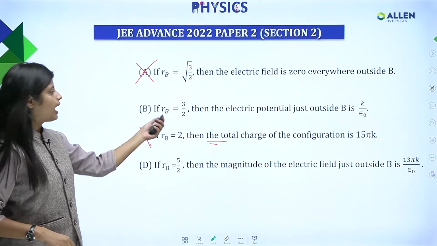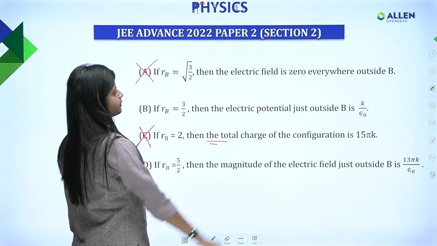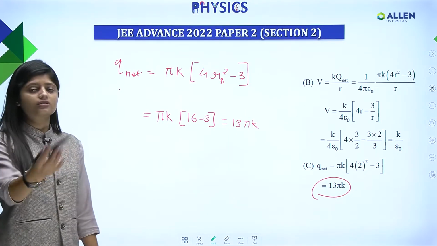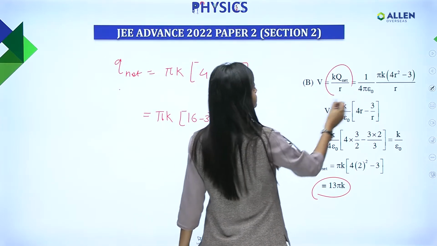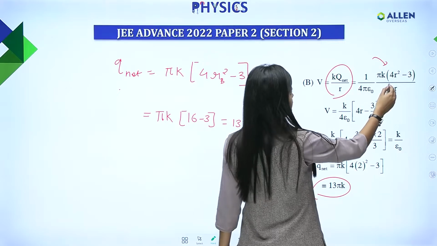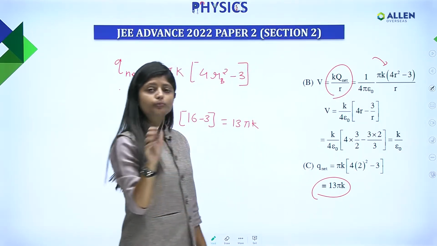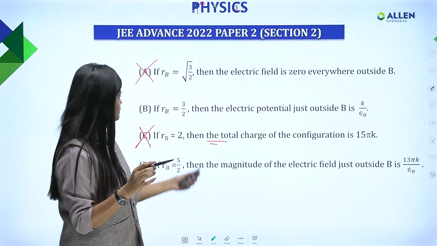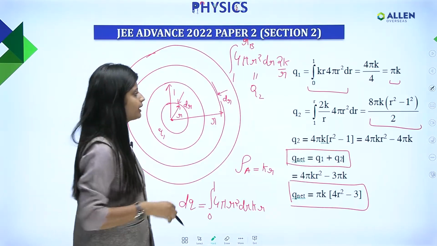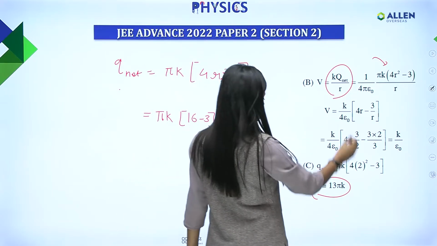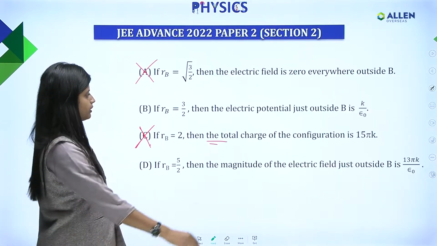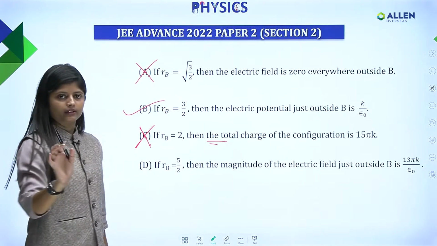Let us see option number B. RB is 3 by 2, then the electric potential just outside B is k by epsilon naught. What is electric potential just outside B? KQ by r. So 1 upon 4 pi epsilon naught, pi k (4 r square minus 3) by r. Now you put the value of r. It is saying 3 by 2. We'll put the value of r as 3 by 2 and then we'll check whether it is coming out to be k by epsilon naught or not. So when you put this value, you get k by epsilon naught. Okay. So this option is correct.